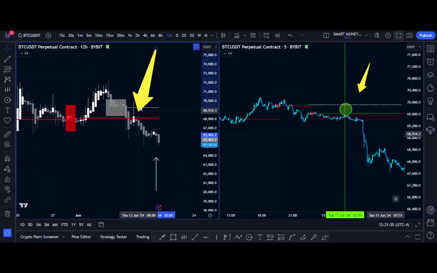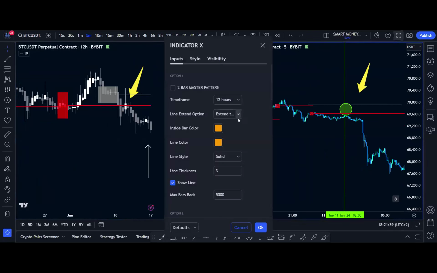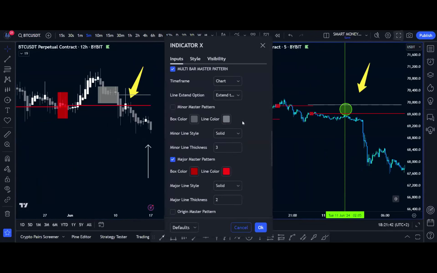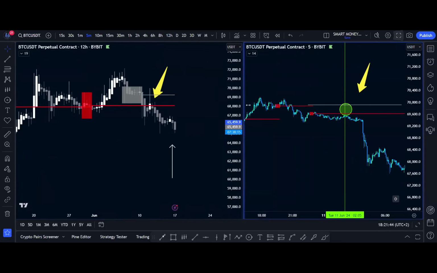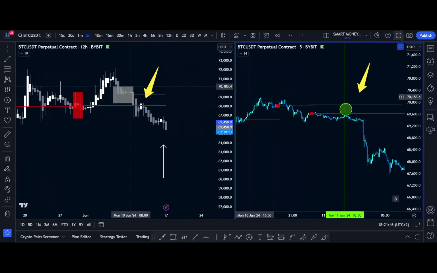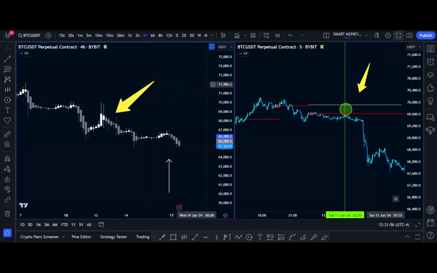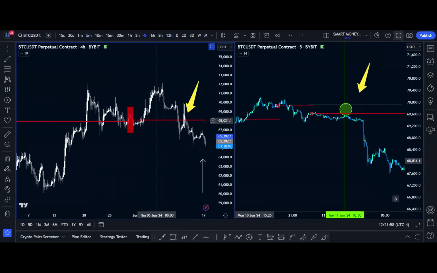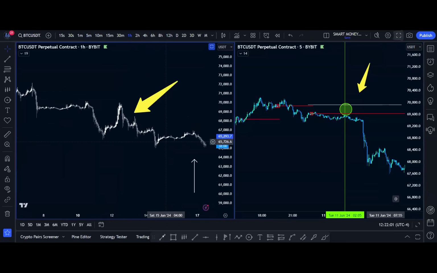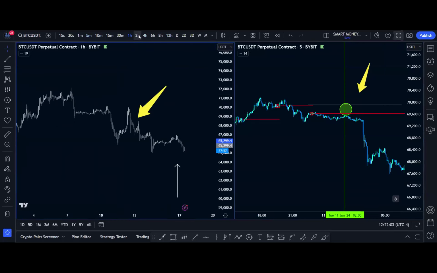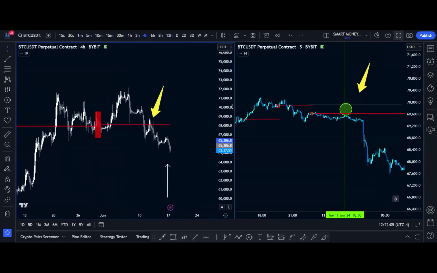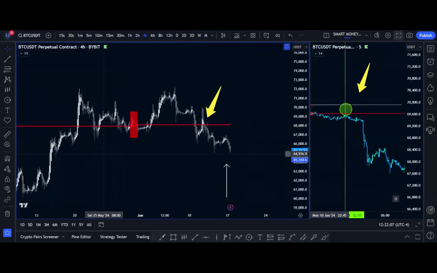So multi-bar settings, you tweaked it to 12 hours. Does it mean that on a time frame I also have to be on 12 hours? No, you don't. It means whatever time frame you're on, it will only show you the 12-hour value lines. Right now, I can be on a 4 hour over here, but it's only showing me the 12-hour value line. So the value lines will stay the same no matter what time frame I'm on.